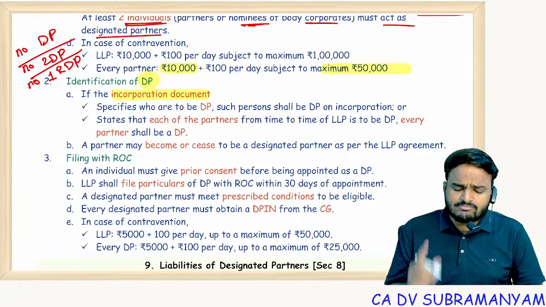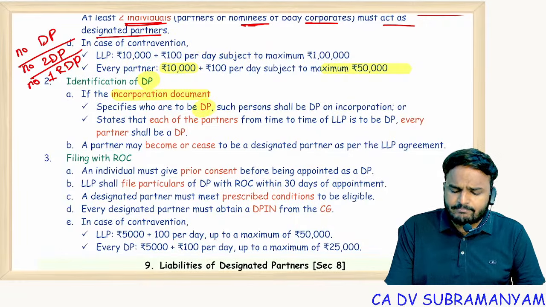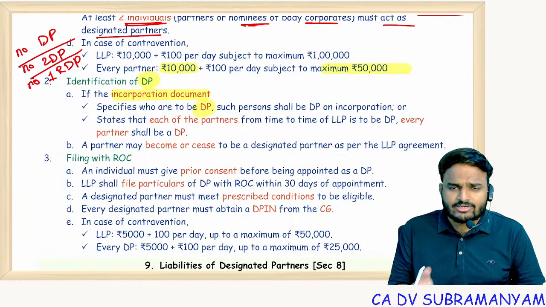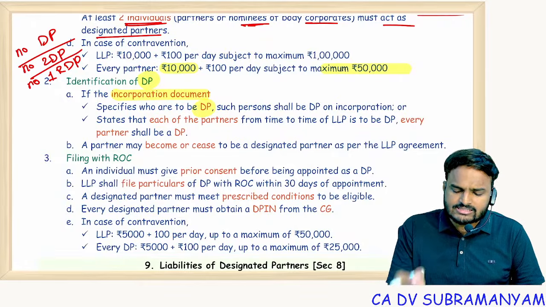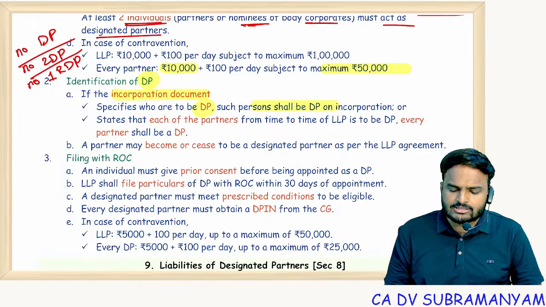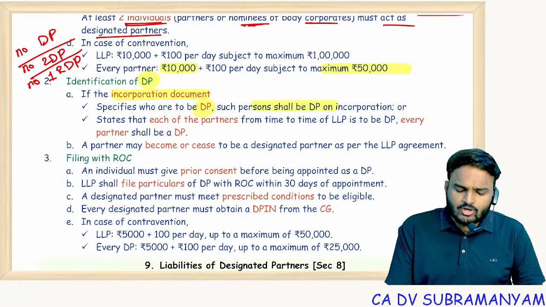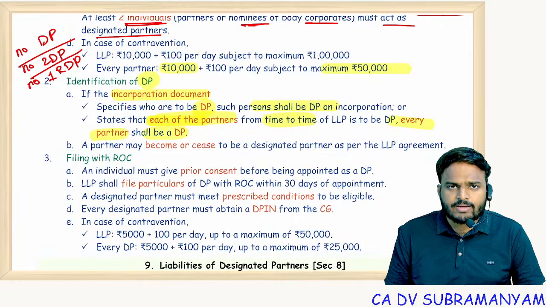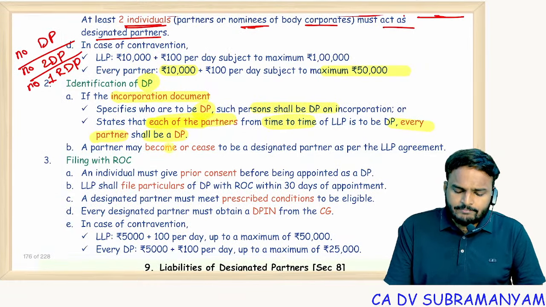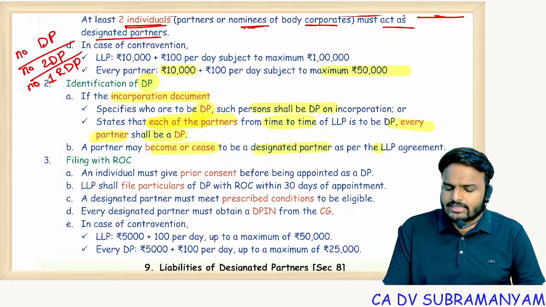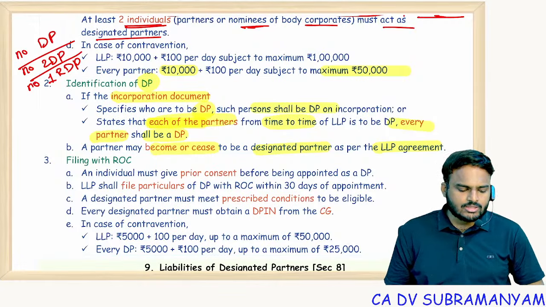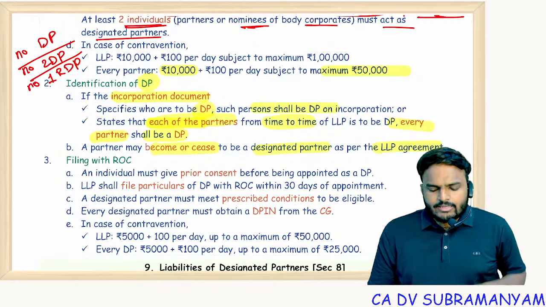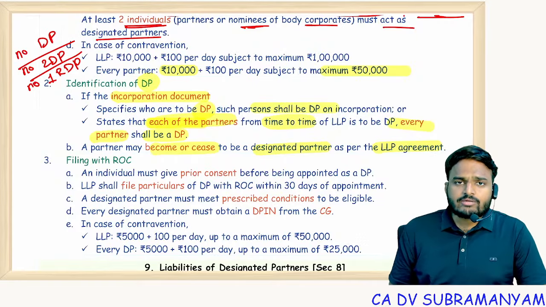Those whose names were specified under the designated partner category, or to whom designated partner status was given, will be the designated partners since incorporation. Or the LLP incorporation document may state that each of the partners from time to time becomes a designated partner. Then every partner shall be a designated partner. A partner may become or cease to be a designated partner as per the LLP agreement. So appointment and termination of a designated partner will be as per the LLP agreement.